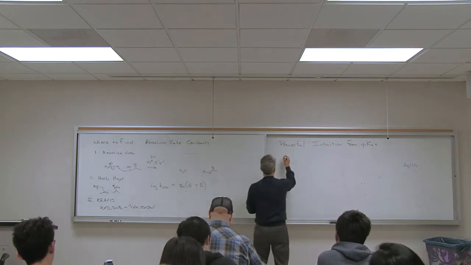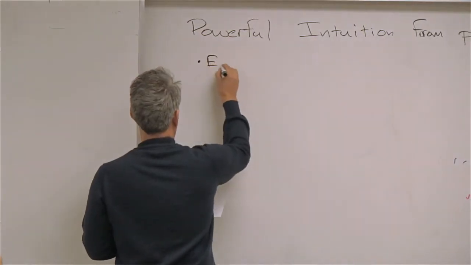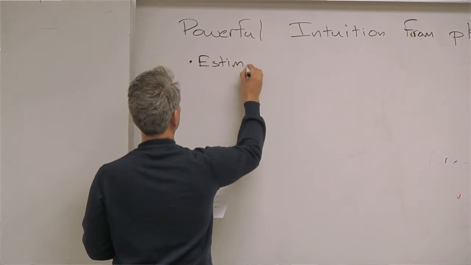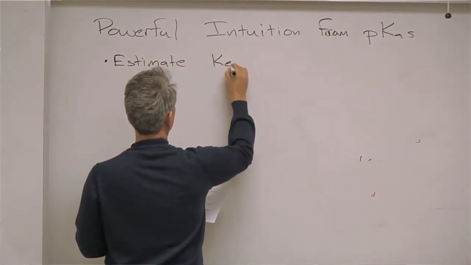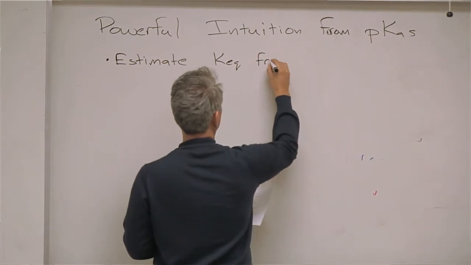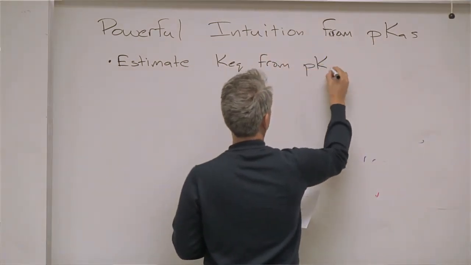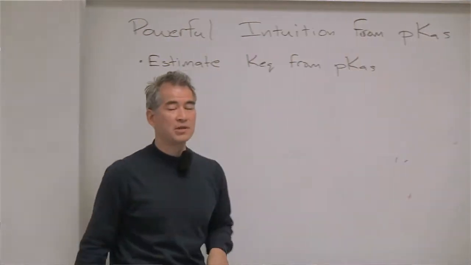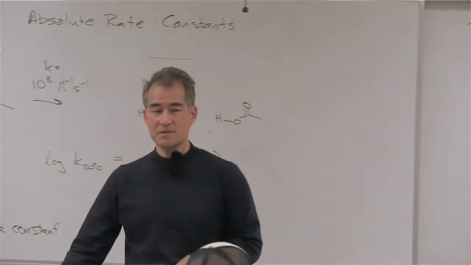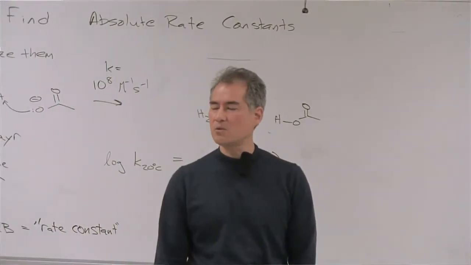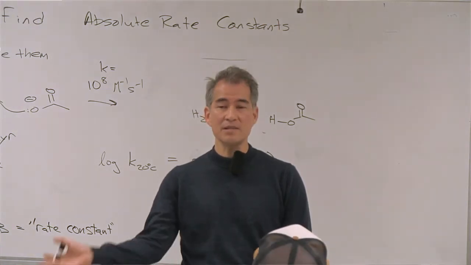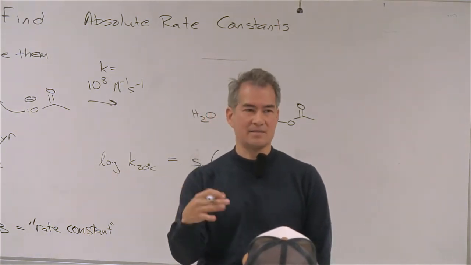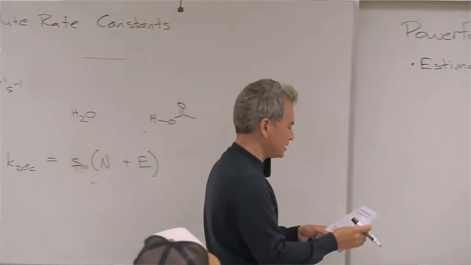So here's one edict that I'll issue here that you should always do. Whenever you have a proton transfer step, I expect you to be able to estimate the equilibrium constant for that proton transfer step. Proton transfer steps are always the fast things. That's almost never the rate determining step.